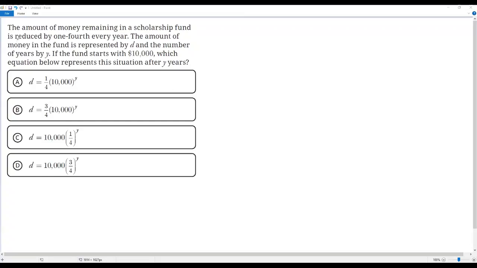Actually, from this information, that is, the amount of money is reduced by 1/4 every year, it's very clear the given situation represents exponential decay. So usually the function which represents exponential growth or decay is f of x equals a times b to the power t. So here f of x is the amount of the given stuff at time t. But instead of f of x, we have D in our problem because D represents the amount of money remaining in the scholarship fund in Y years.